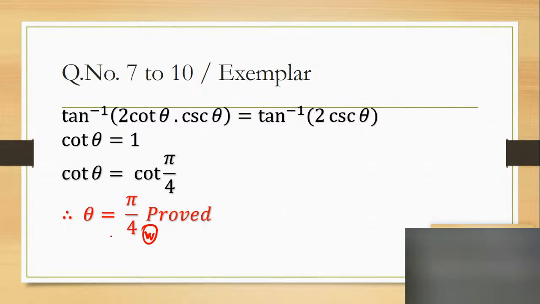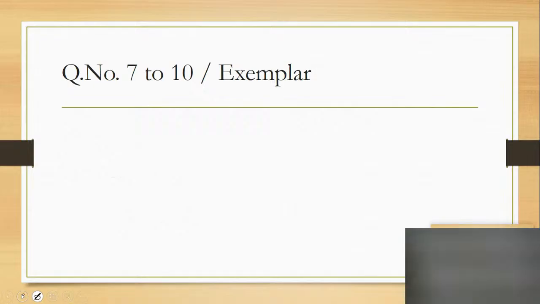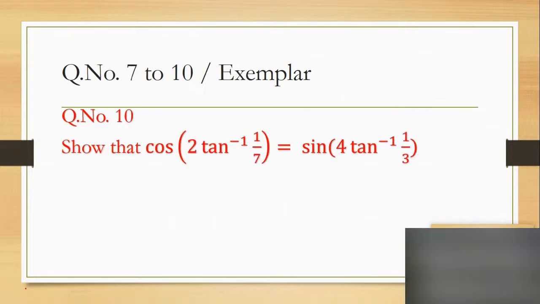Let's see the next question. Here the next question will be question 10, and this is the last question of this class. In this question it asks us to prove that cos 2 tan inverse 1 by 7 equal to sine 4 tan inverse 1 by 3. Let's see the solution.